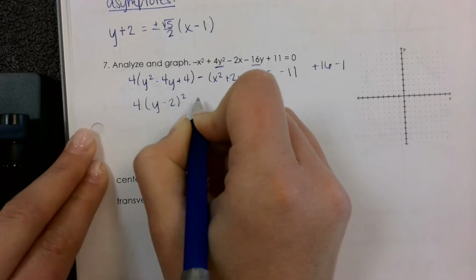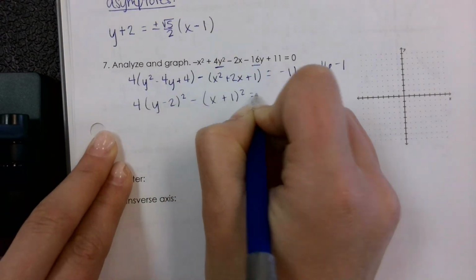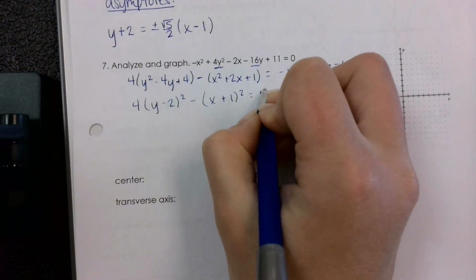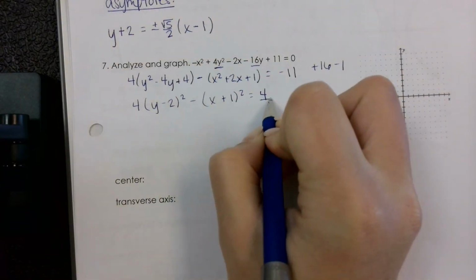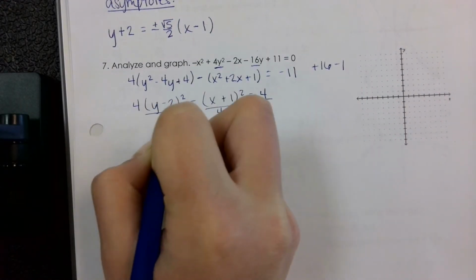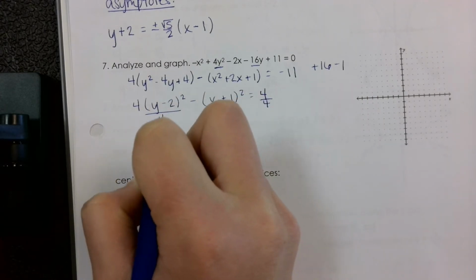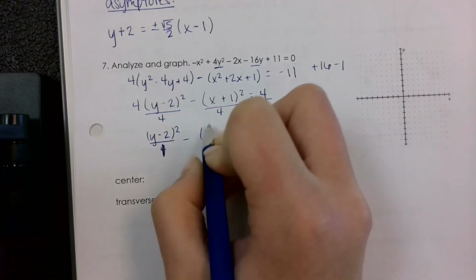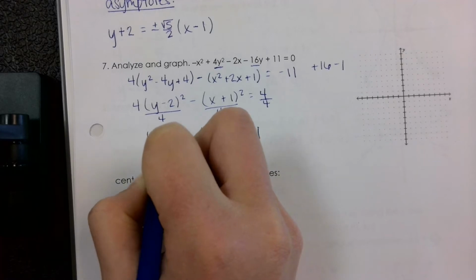Y minus 2 all squared. And from the x's, what are we going to get? X plus 1 all squared. And then we've got -11 plus 16 minus 1, which comes out to 4. What do we have to do as our last step here? Divide by 4. So we've got y minus 2 all squared over 4, minus x plus 1 all squared over 1, sorry, not over 4, I was thinking of the x one. That equals 1. So that should be a 1 under the x's.